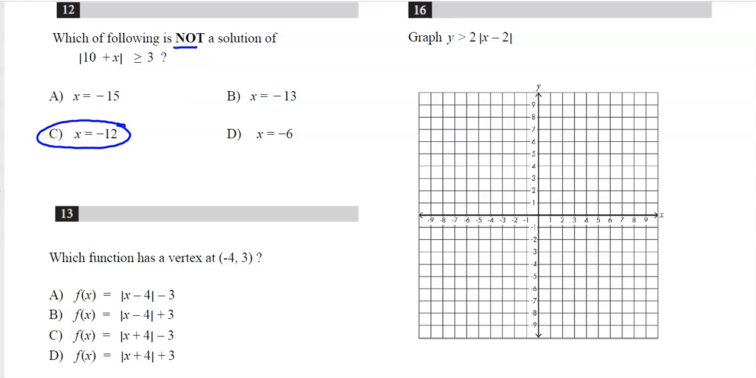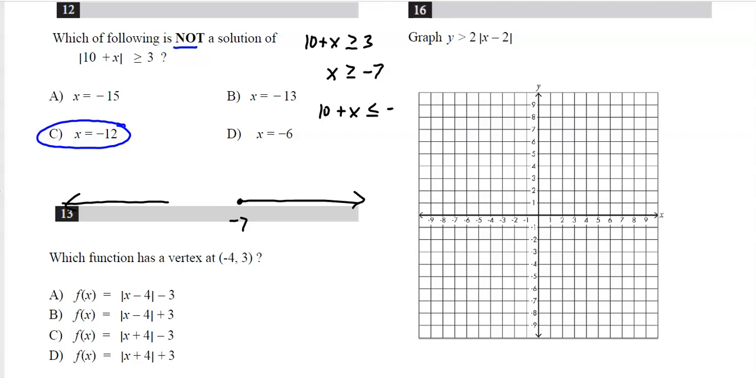Some people actually went through and solved it as well. So if you did that, you drop the bars and you solve one case as is. So you get x is greater than or equal to -7. Kind of picture a number line here. Greater than or equal to -7. And then if you do it the other way, 10 plus x, you have to flip the sign and make it negative. So x is less than or equal to -13.